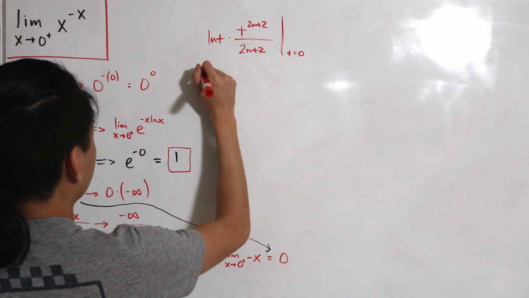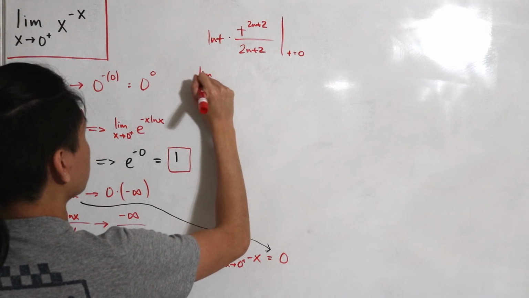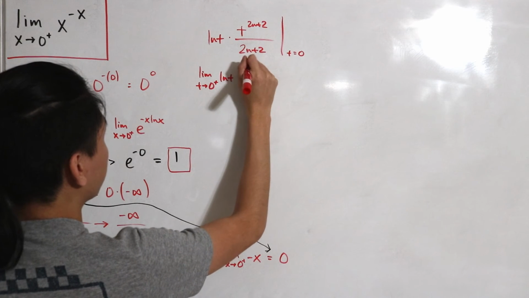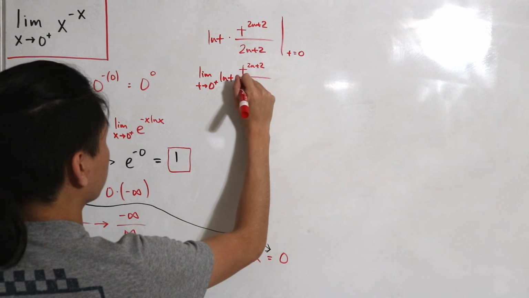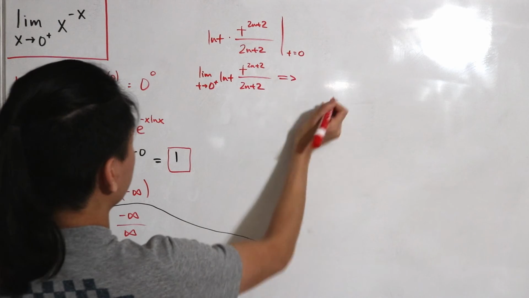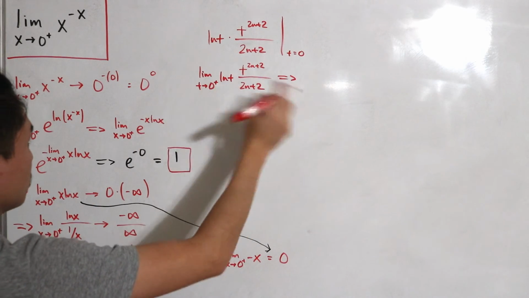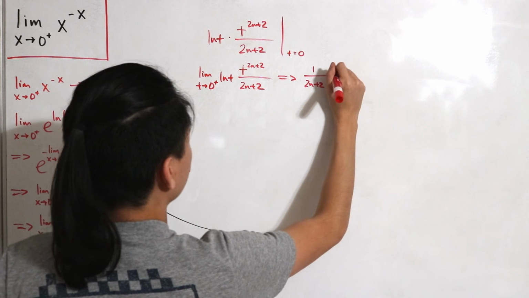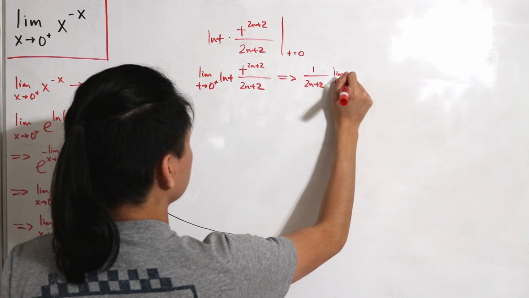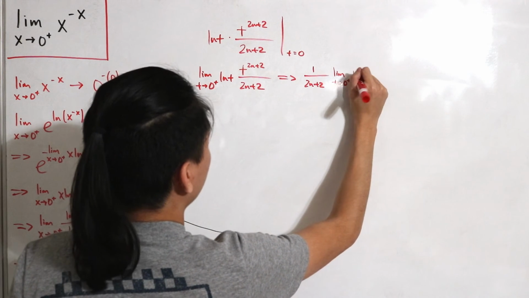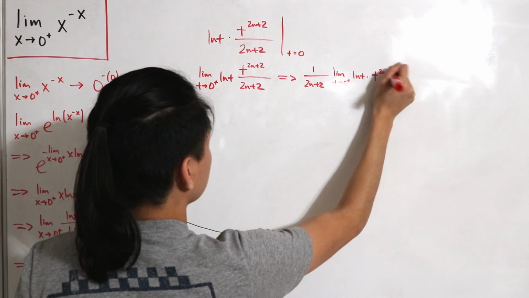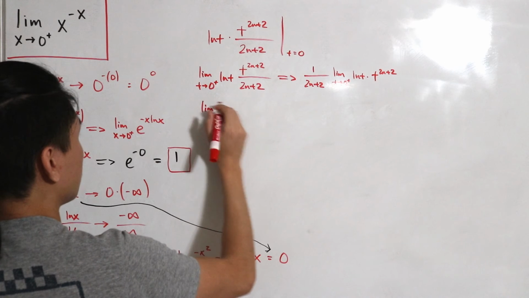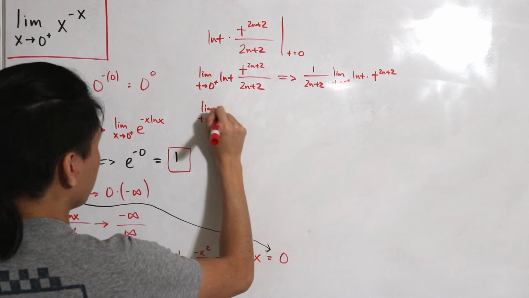So if we write this as a limit, then it is the limit as t approaches 0 from the right of ln of t, multiplied by t to the 2n plus 2, then divided by 2n plus 2. The n does not depend on the variable t in the limit, so I'll move that outside of our limit. So we have 1 over 2n plus 2, then the limit as t approaches 0 plus of ln of t times t to the 2n plus 2. Now we just have to evaluate the limit.